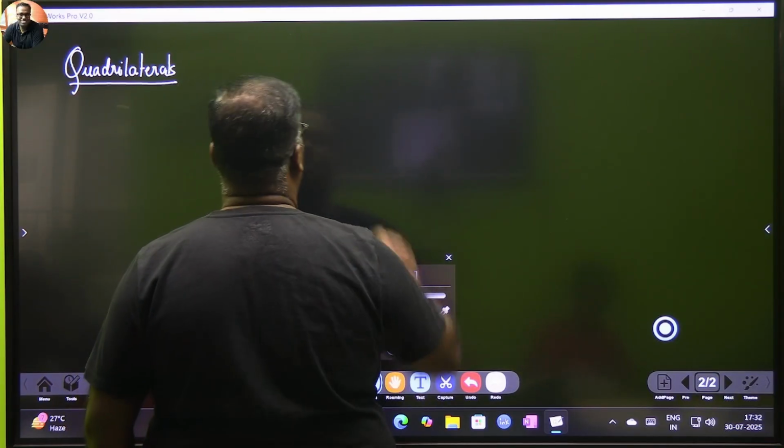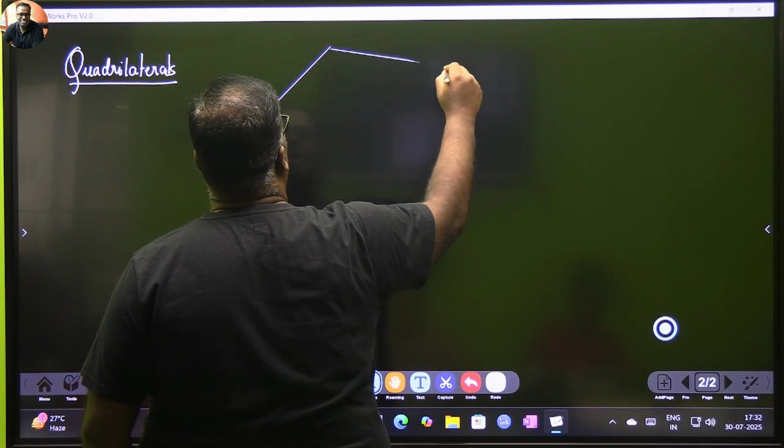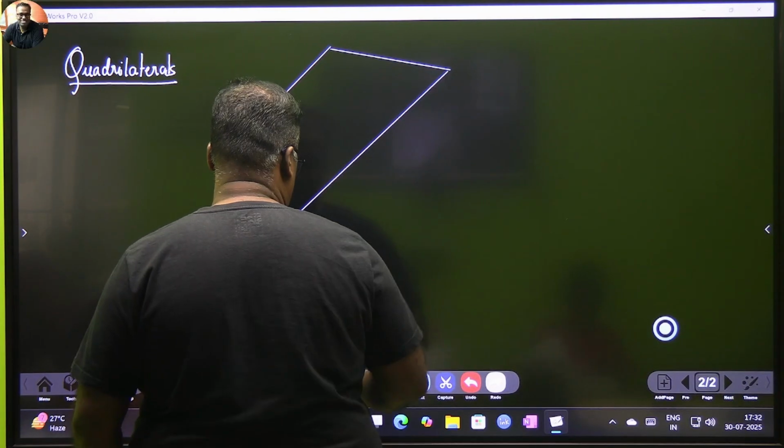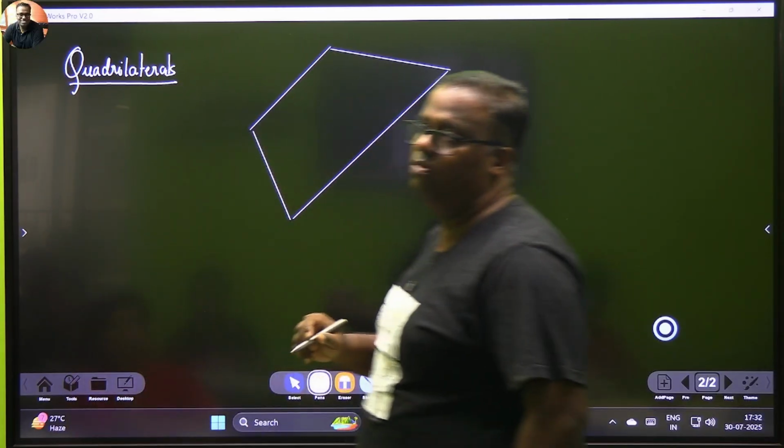So let this be anyway. So this is my quadrilateral, and I name my quadrilateral. Look, the way you name is always you follow.